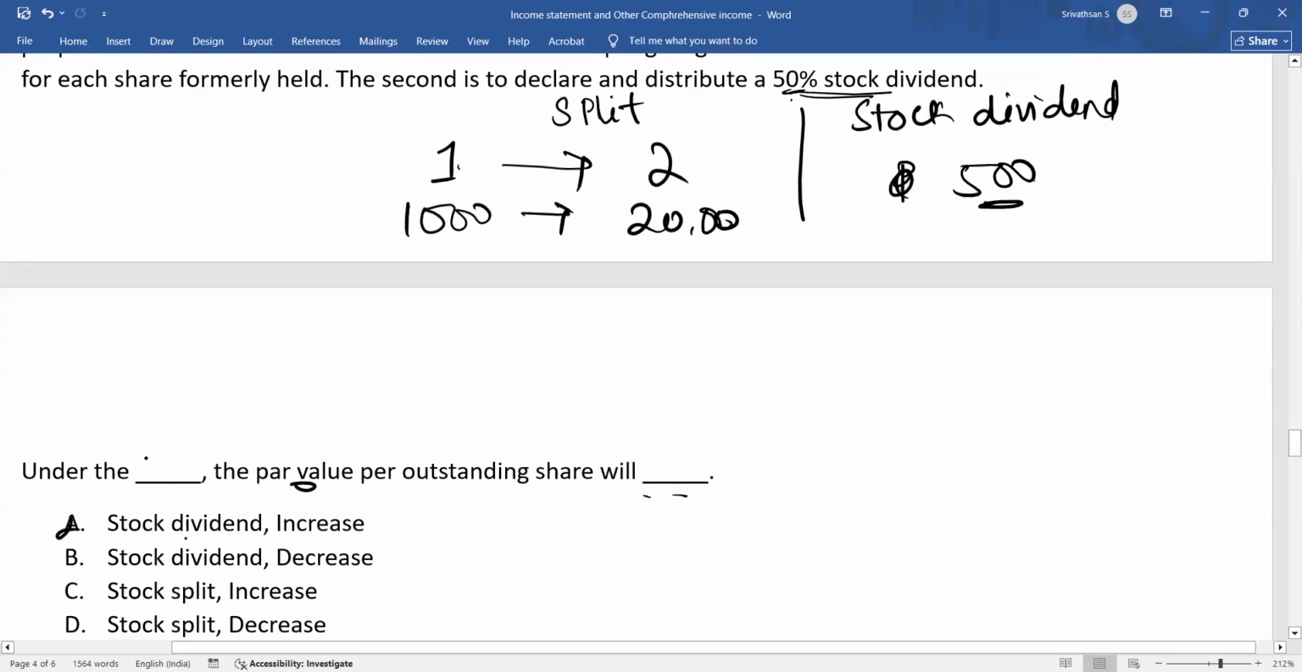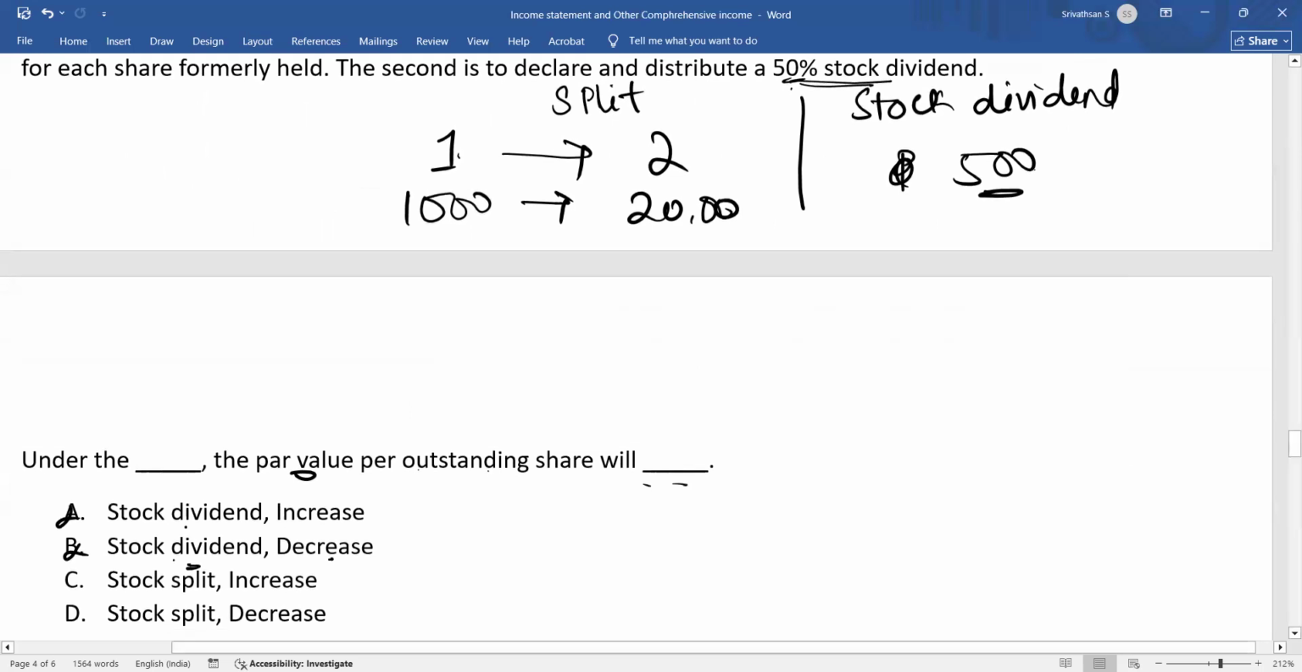Option B says under the stock dividend, the par value per outstanding share will decrease. Again, stock dividend is going to have no impact on the par value. So option B cannot be the right answer. Option C says under the stock split proposal, the par value per outstanding share will increase. See, because of stock split, there is going to be an impact on the par value. That is correct. But par value will not increase, but par value will decrease.